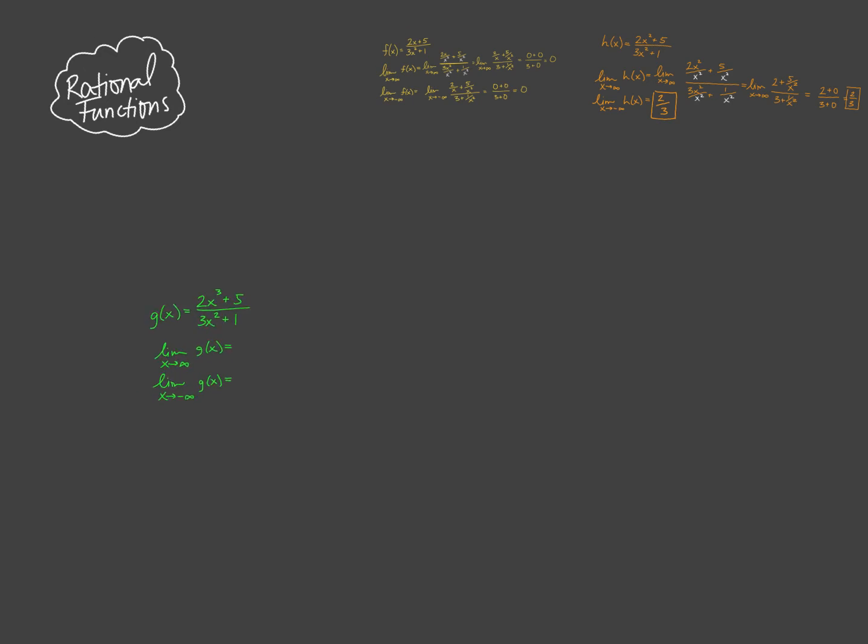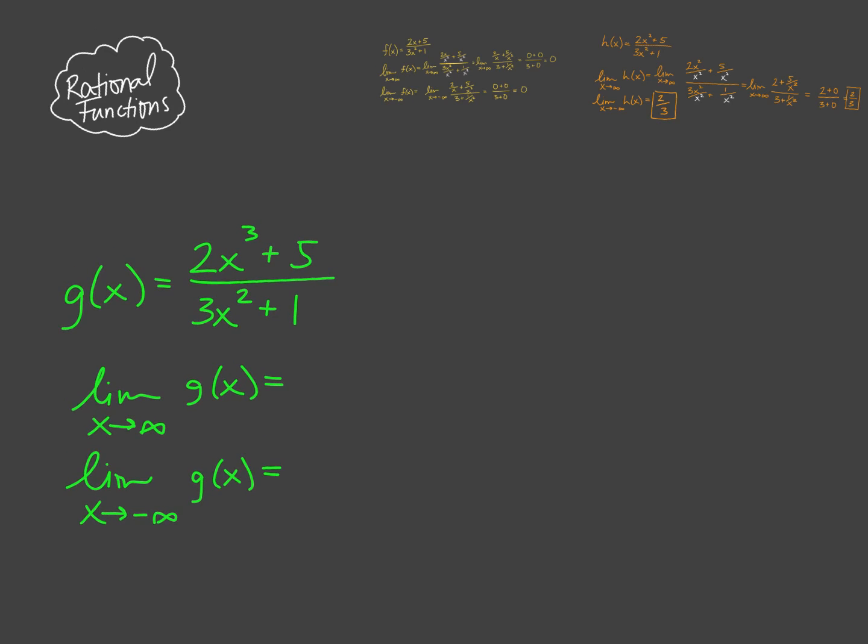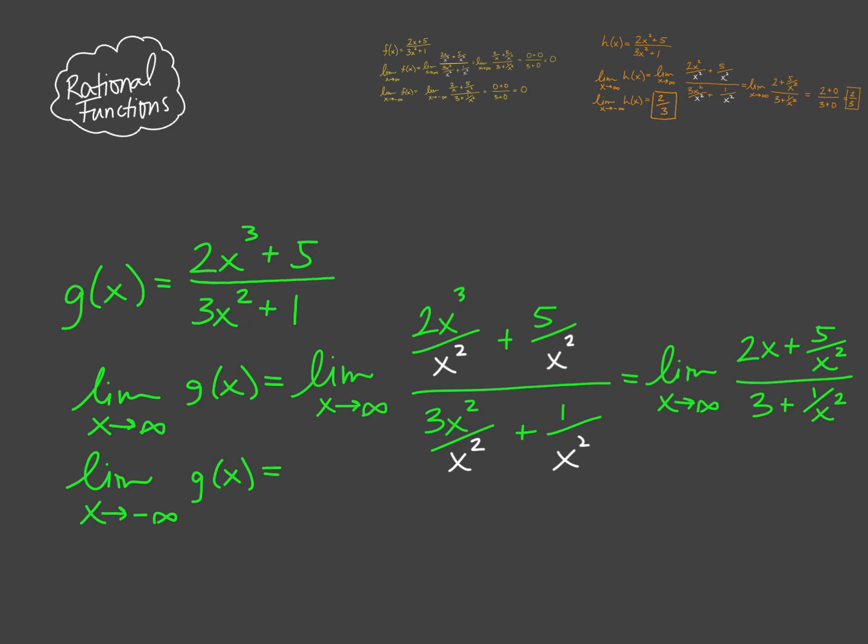Lastly, let's take a look at g of x. We're going to do the same steps. So after dividing everything by x squared once again, we come to a different conclusion than what we've seen. We actually have an x here that's not in a denominator, because x cubed divided by x squared leaves an x; only the x squareds cancel. So here's what we're left with after dividing every term by x squared and simplifying.